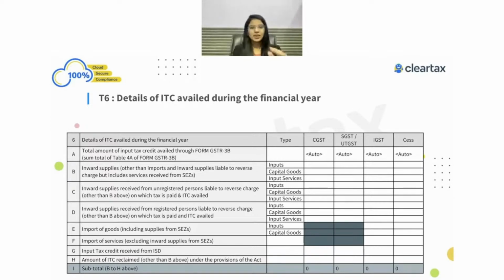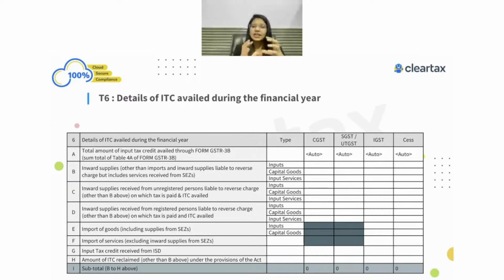What are the information over here? There is something called table number 6A, right? When we look into the wording, it says this is the total ITC which has been availed through GSTR 3B, the sum of your total 4A of GSTR 3B. If you look into 4A, right? 4A is nothing but it just talks about what is your ITC related to import of goods? What is the ITC which you have claimed maybe because of the import of services? What is the ITC which you have claimed because of the reverse charge? What is the ITC you have claimed because of an ISD?